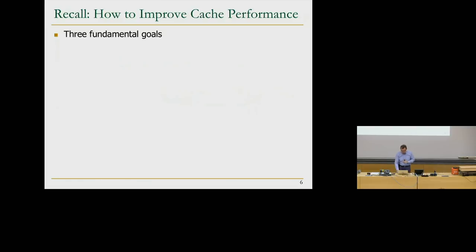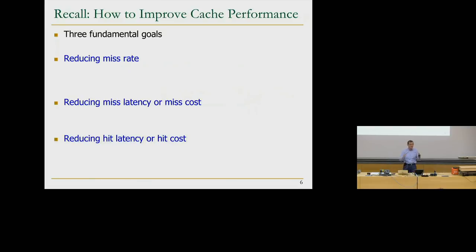There are three fundamental goals that you would like to achieve. You want to reduce the miss rate, so whenever you ask the cache, do you have this block that I'm looking for, you want to get the answer yes, 100% of the time, ideally, right? That's a hit, that's called a cache hit. If the cache gives you the answer, no, I don't have the block, that's a miss. And you want to minimize the fraction of cases where you get the answer, no, I don't have the block in the cache, right? Because your goal in caching is to keep the block as fast accessible as possible.